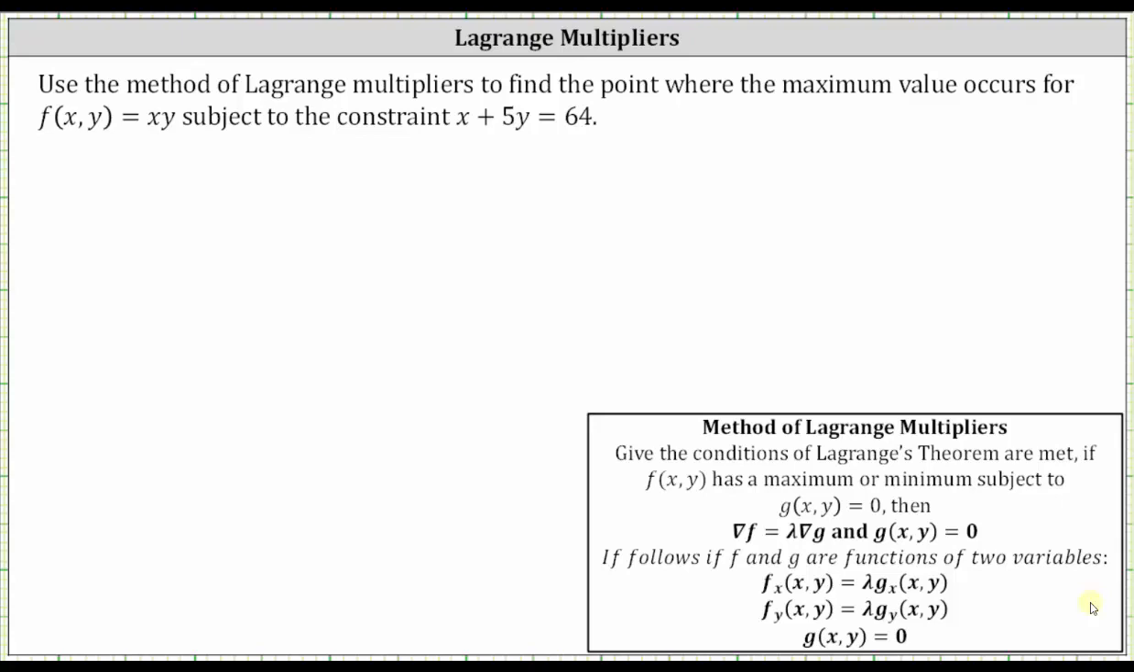We're asked to use the method of Lagrange multipliers to find the point where the maximum value occurs for f(x, y) = xy, subject to the constraint x + 5y = 64.